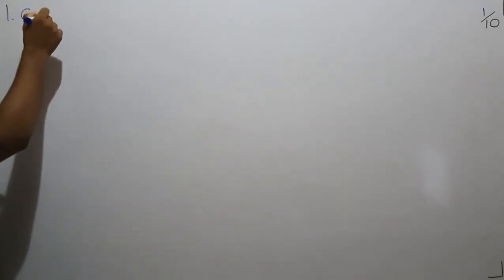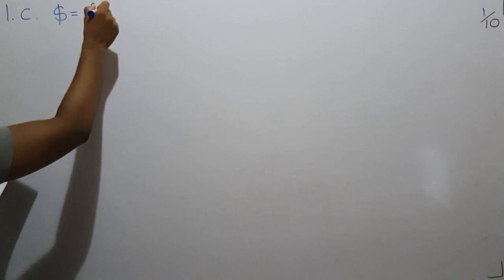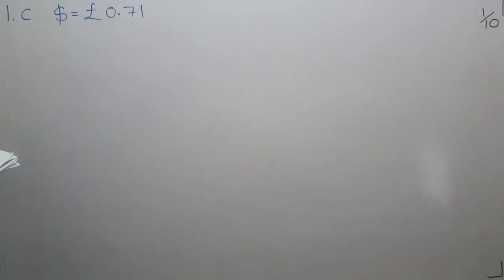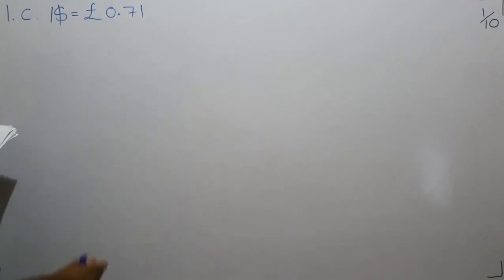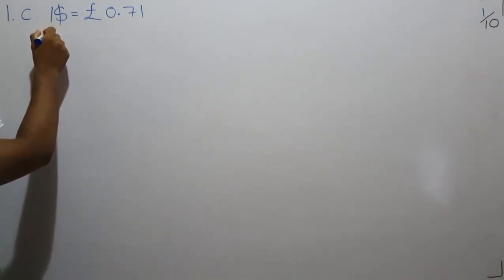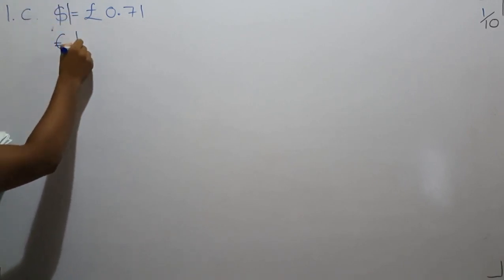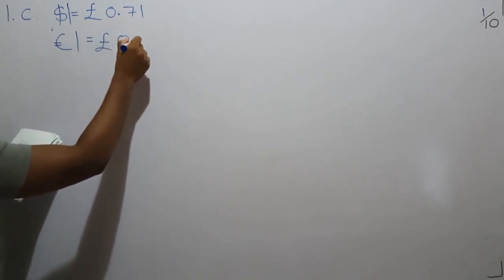Part C. The exchange rate between dollars and pounds is $1 equals 0.71 pounds. The exchange rate between euros and pounds is 0.87.